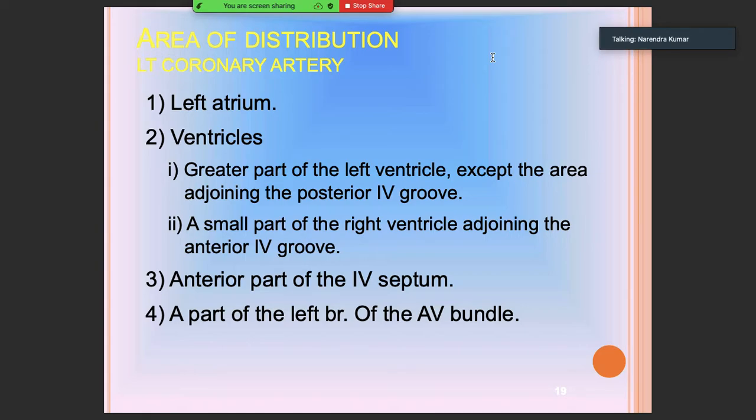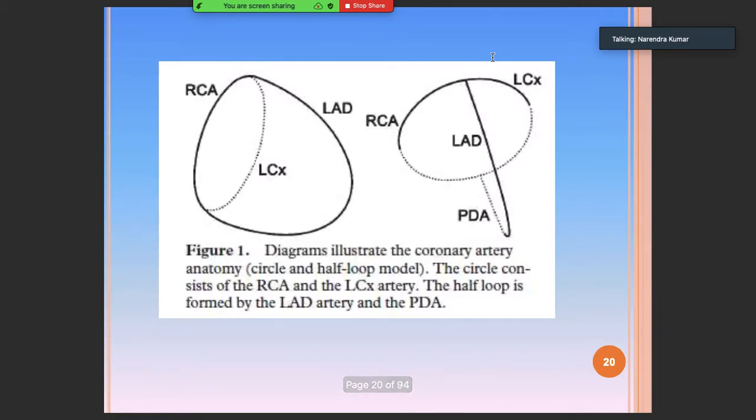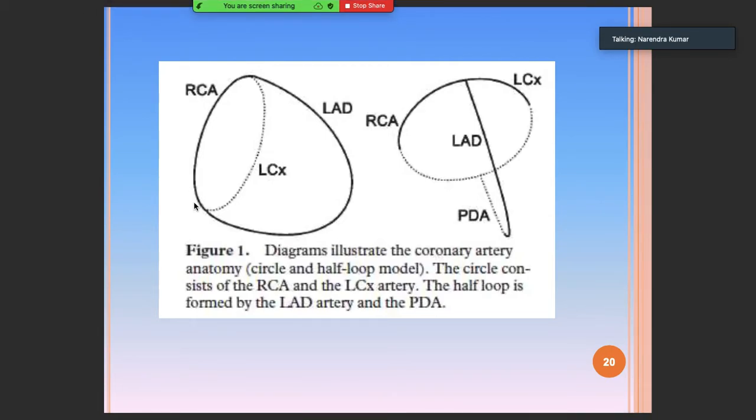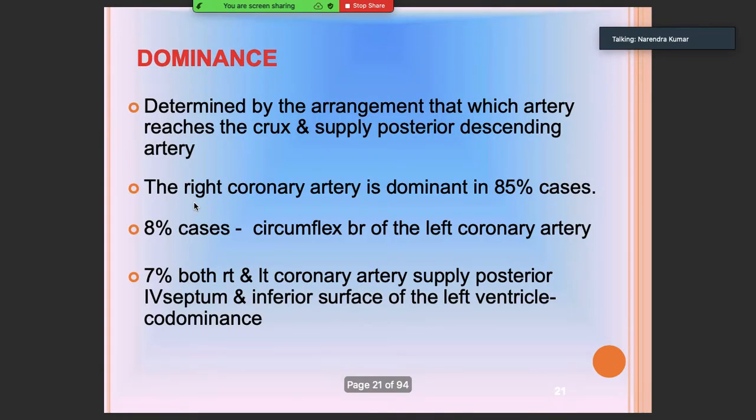And yeah, it also supplies the anterior part of the IV septum as well, and some small portion of the AV bundle. So here we can clearly see which part is getting supplied by which branch. Okay, this is a very important imaging memory aid, I would say.